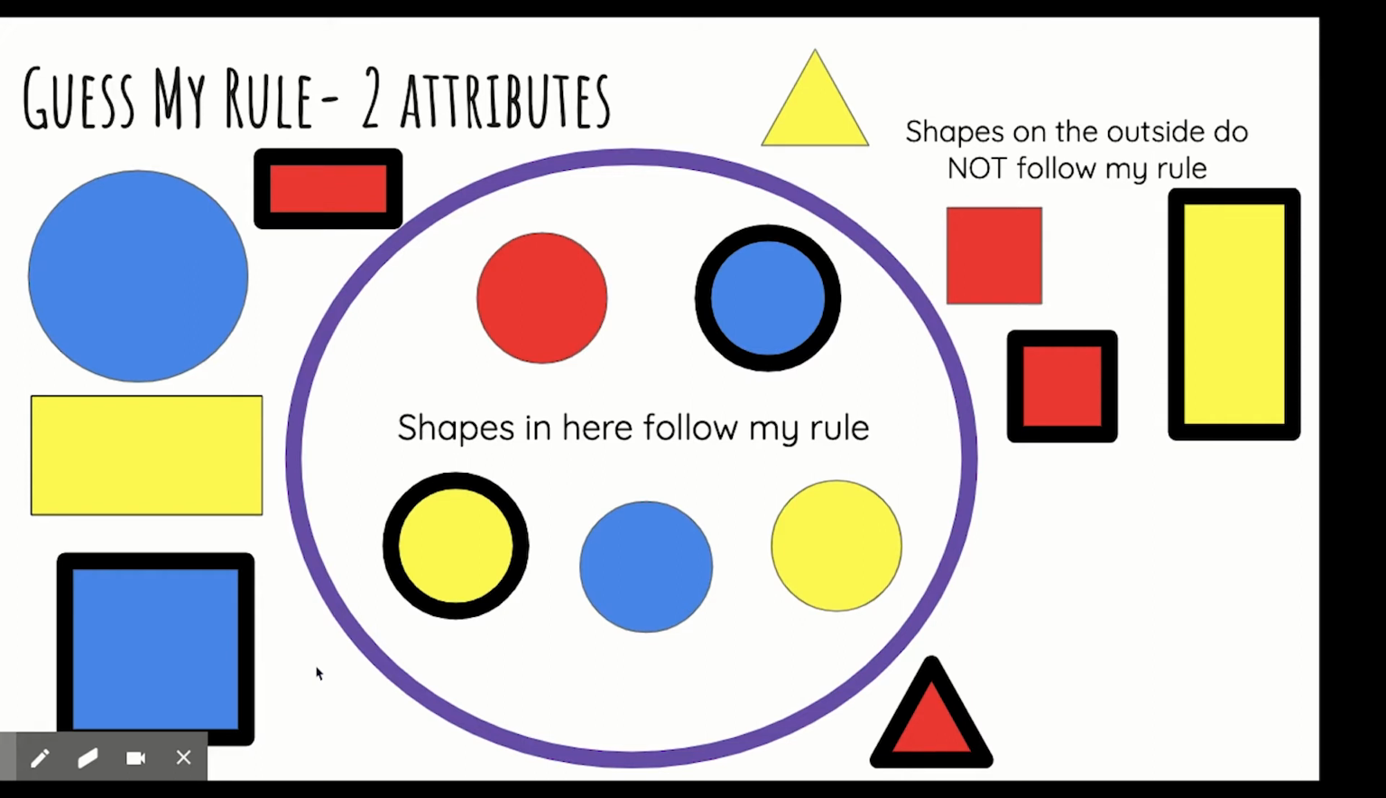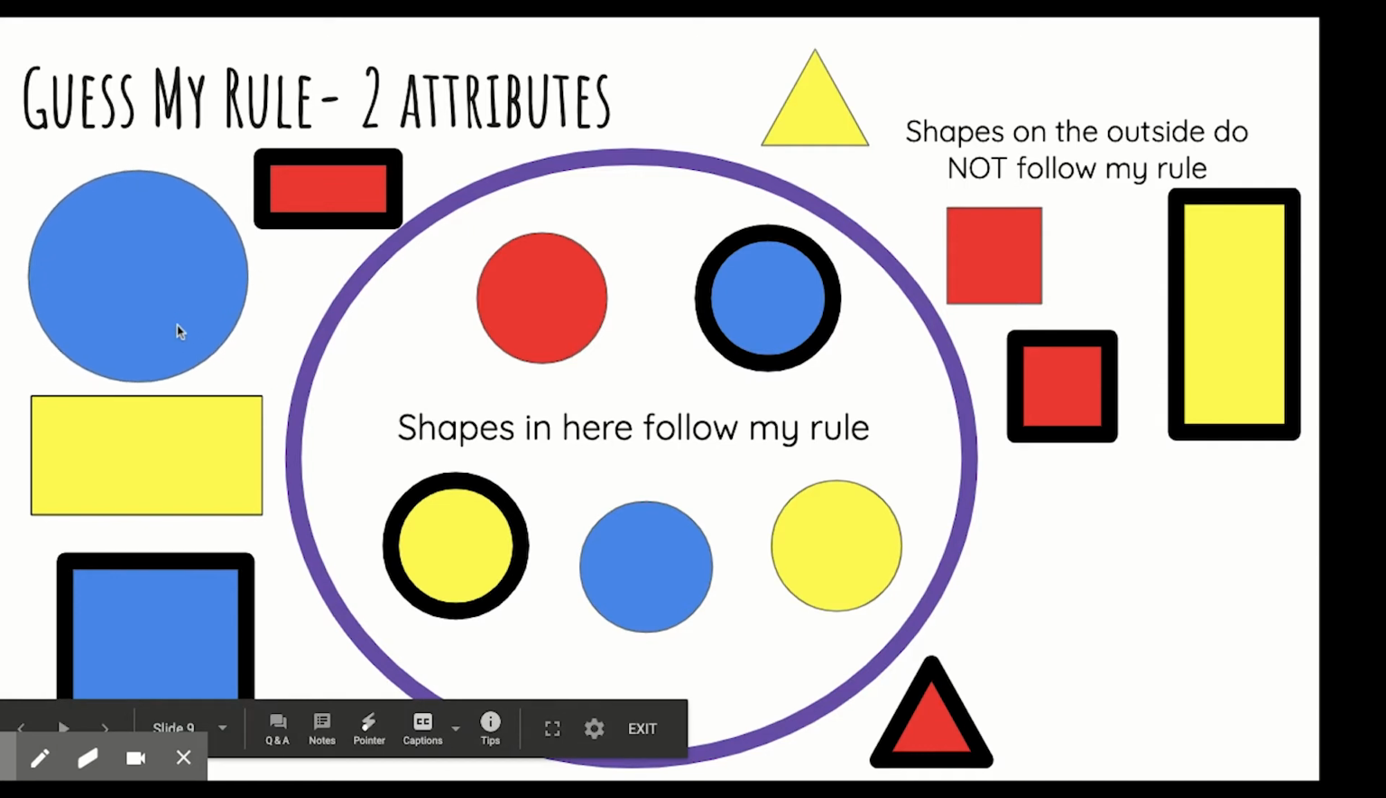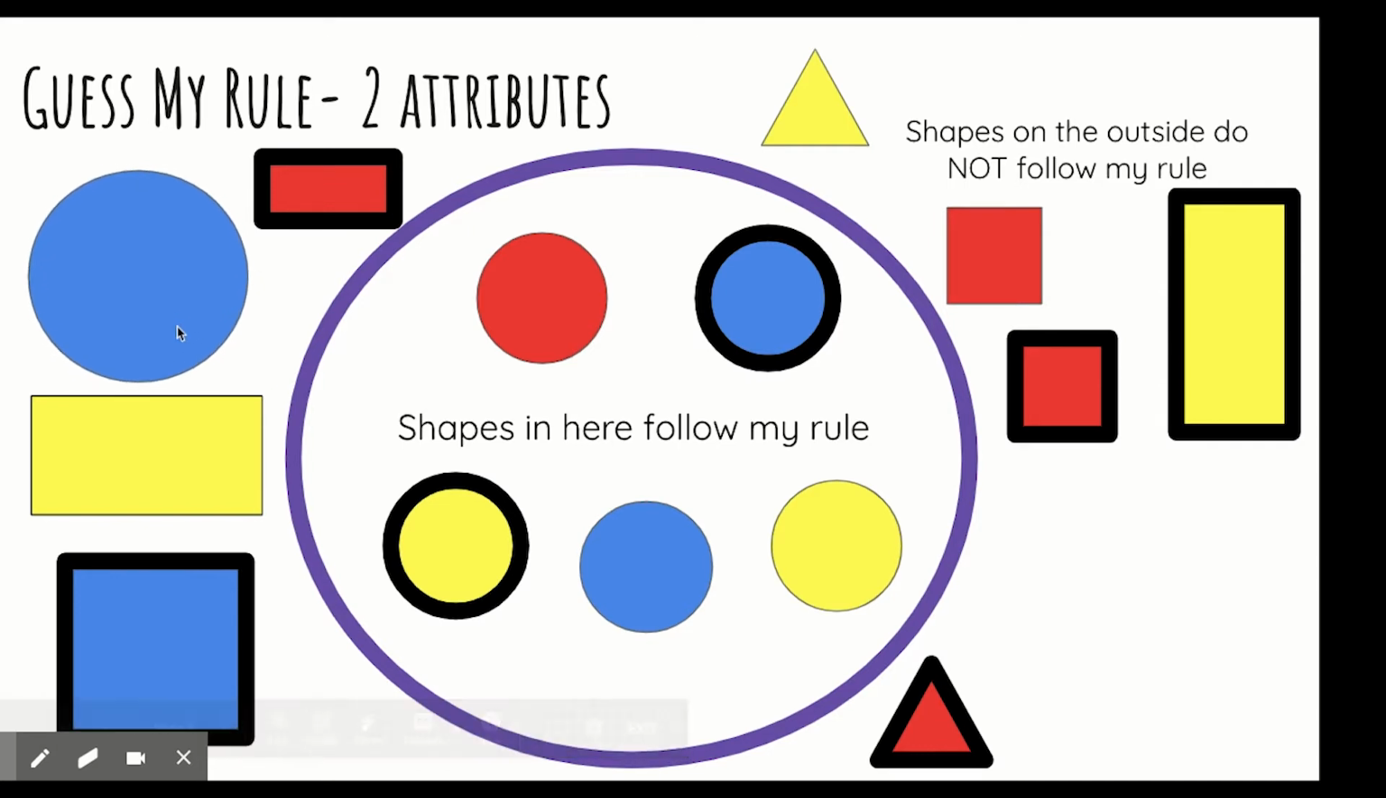You may have noticed that I sorted by size and shape. Those inside the circle had to be small. And they were also all circles. So that was my rule. There is a circle on the outside, but I couldn't place it inside the circle because it was large. Also, there are a number of small shapes on the outside of the circle, but I couldn't put them inside the circle because they were not circles.